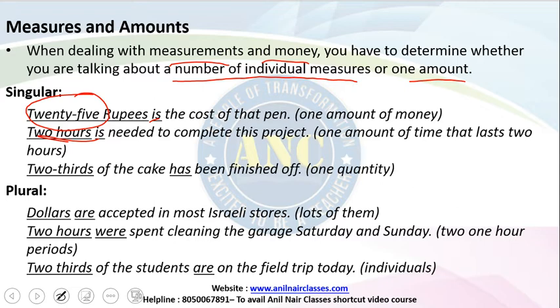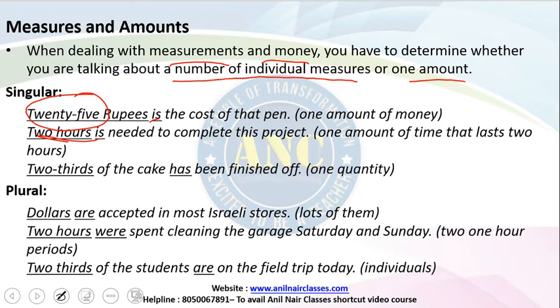2/3 of the cake has been finished. So you're saying 2/3 of the cake has been finished. That is one quantity together, right? 2/3 of the entire cake. So that becomes singular, and that will have a singular verb.